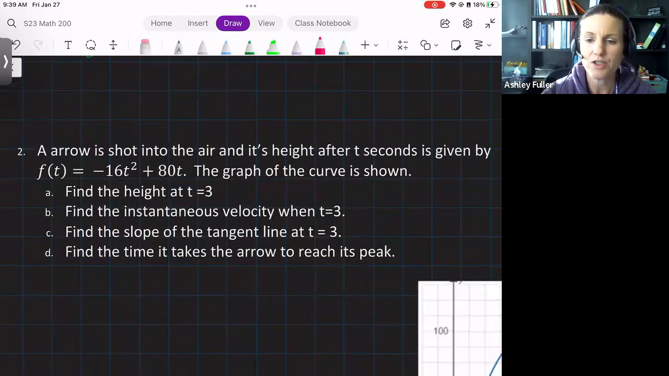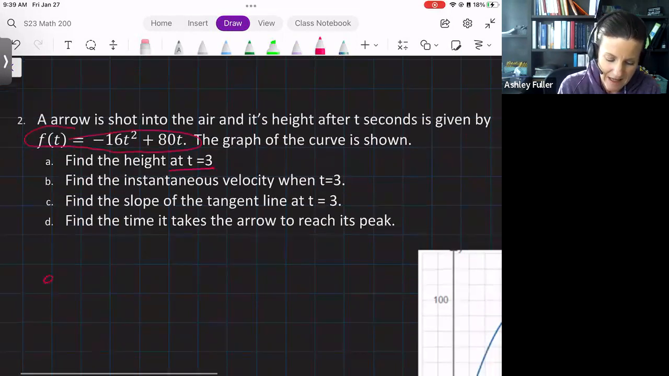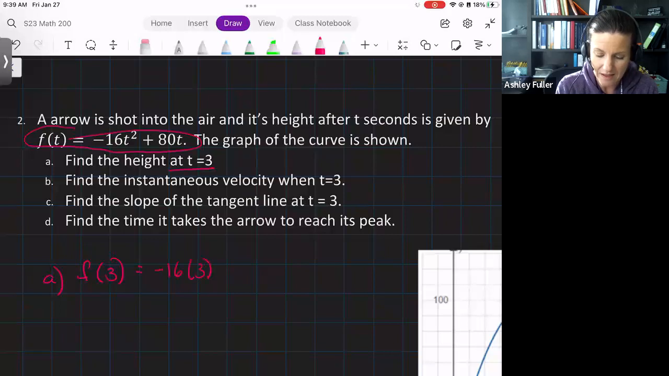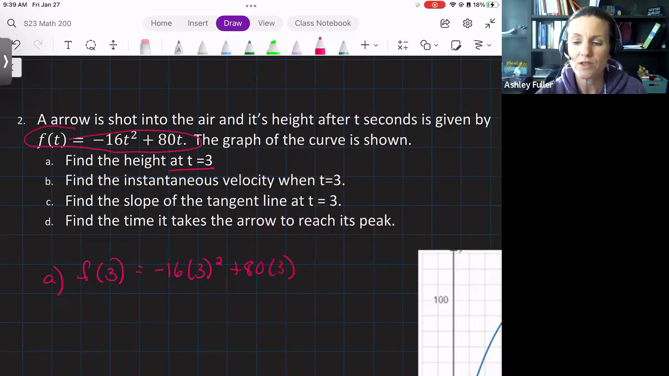Let's consider a situation where we have an arrow being shot in the air, and we have a function describing its height. We want to find the height at 3 seconds. Remember, interpretation is key. And all that means is we want to know the height, which the function tells us when t is 3. So for that, we simply plug in 3 to the function. And when we do that, we get a value of 96 feet.